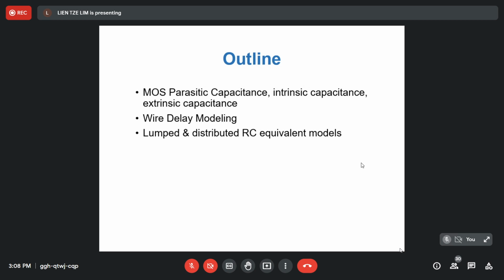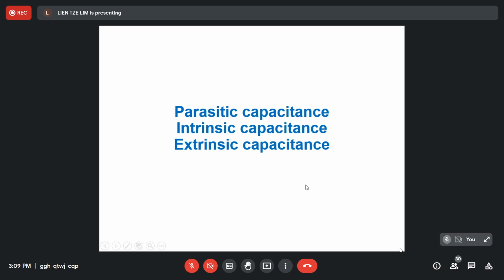Today I will not cover all of it, because I think it will be too much for you to absorb. So I will only cover the parasitic capacitance, intrinsic capacitance, and extrinsic capacitance today. Wire delay modeling and lumped distributed RC equivalent delay, I will cover next week. I see that we still have time, more time that I can cover slowly for the notes that I give you. If I am able to cover the parasitic, intrinsic and extrinsic capacitance early, then probably we can end the class early today also. So let's have a look.